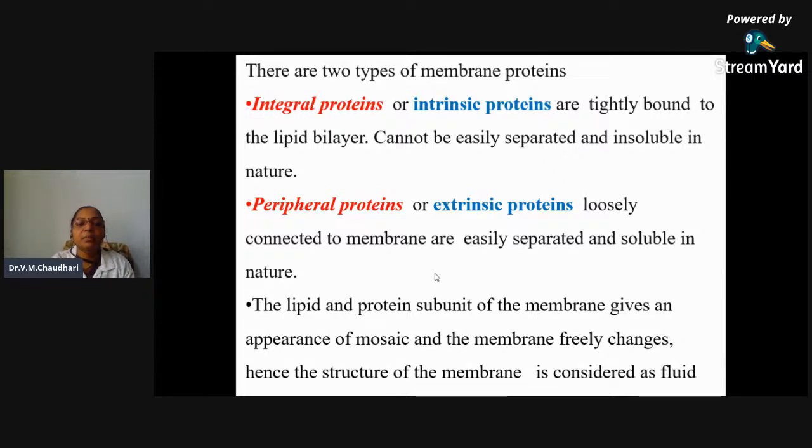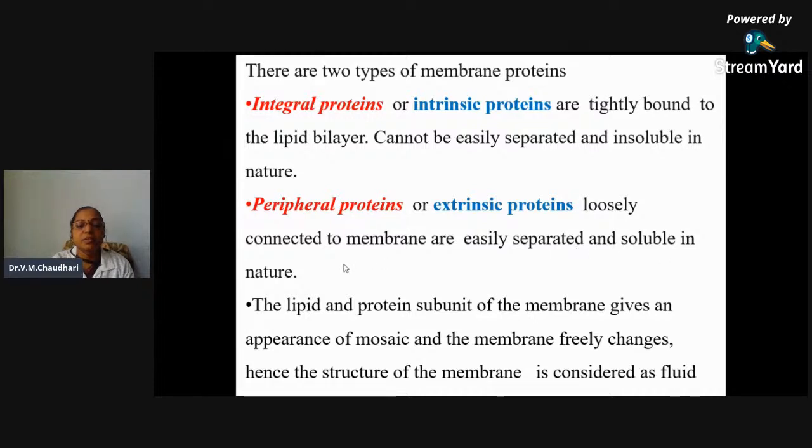First is the integral protein, which is also called the intrinsic proteins. These proteins are tightly bound to the lipid bilayer. They cannot be easily separated, and they are insoluble in nature. Second one is the peripheral proteins. These are also called the extrinsic proteins, which are loosely connected to the membrane, easily separated, and soluble in nature.